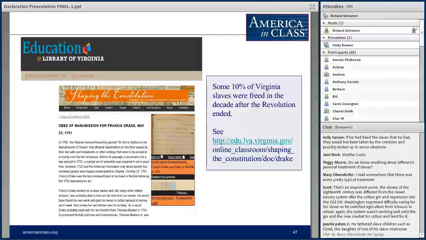Scott makes a really important point here. He points out that slavery of the 18th century was different from the newer slave system after the cotton gin and expansion into the Old Southwest. Washington expressed difficulty caring for his slaves as he switched agriculture from tobacco to wheat. Again, the system wasn't working well until the gin and the new market for cotton and the land for it. I think that is a very important point to make. Would it be fair to say that slavery was dying out before the advent of the cotton gin? Is that too strong?